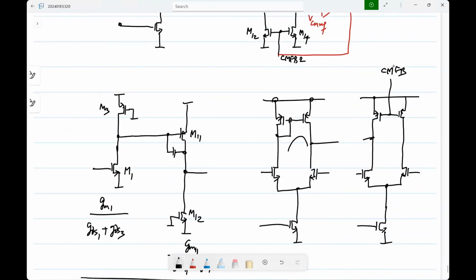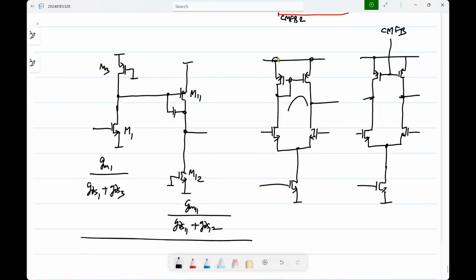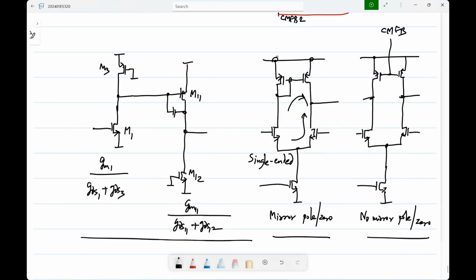So basically, you will have a mirror pole-zero in the single-ended case, right? Because of two paths adding to the output. Whereas in this case, you will have no mirror pole-zero. Okay.